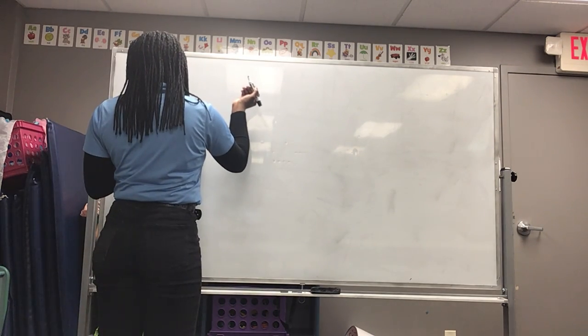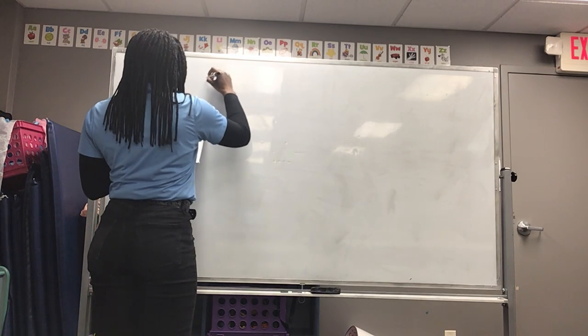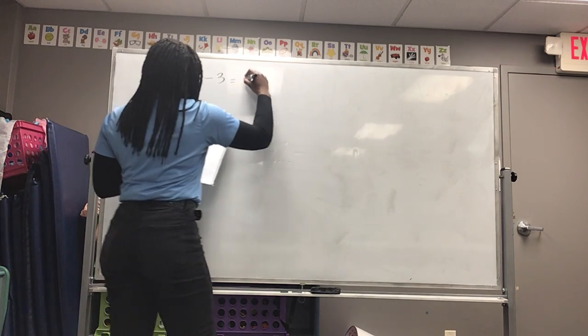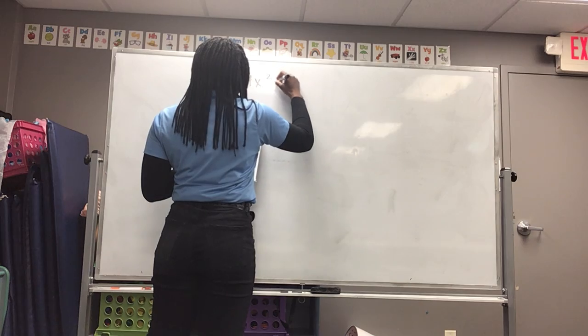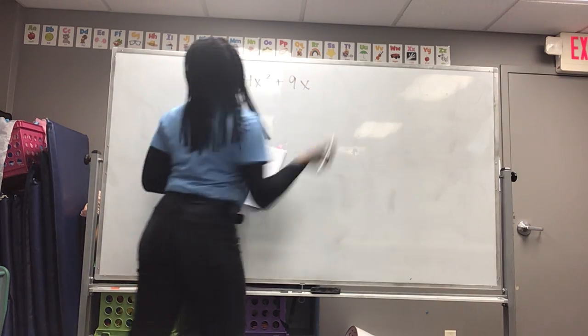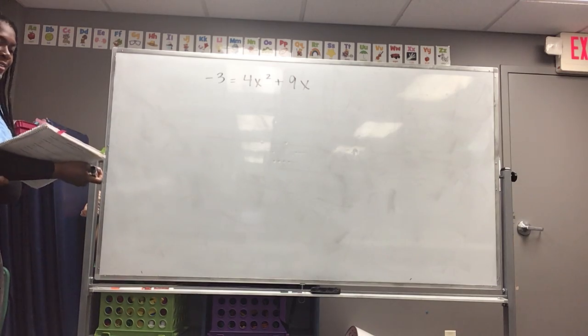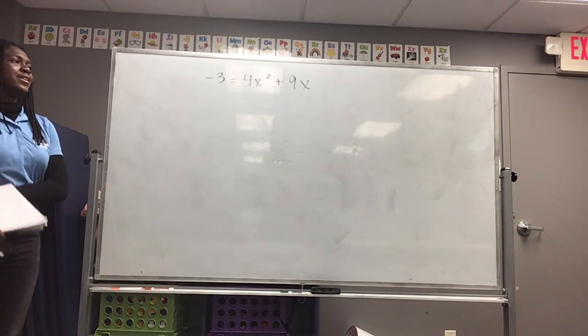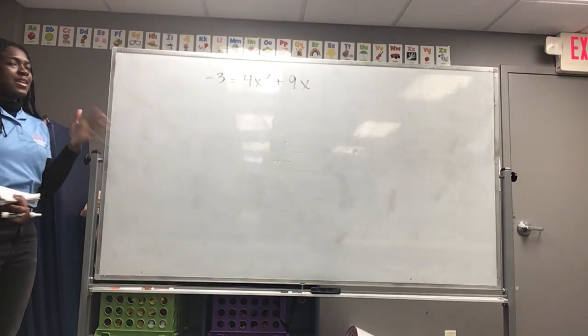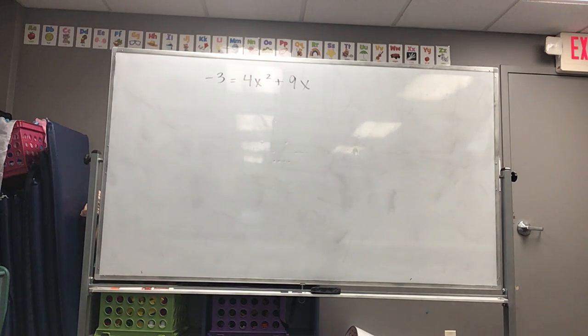So let's say I have negative 3 equals 4x squared plus 9x. So I want you to solve this quadratic equation using the method that you think is most efficient in this example.